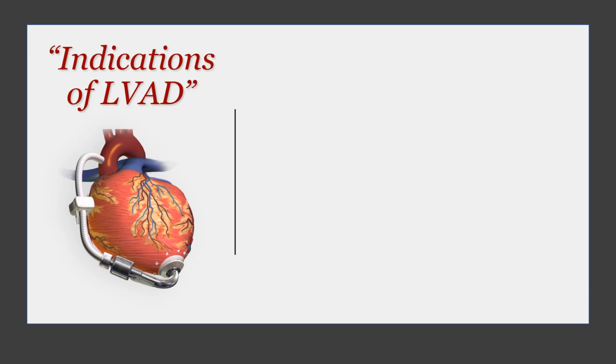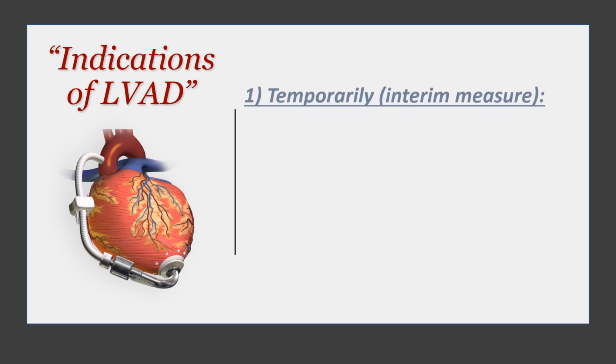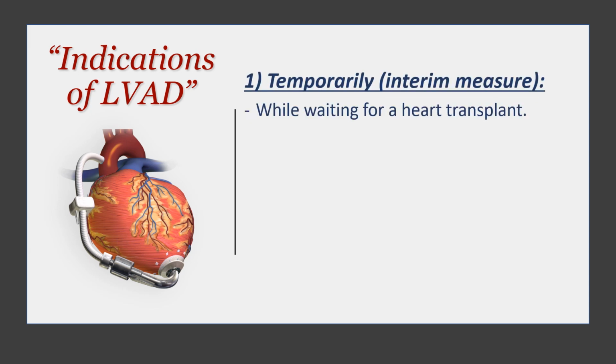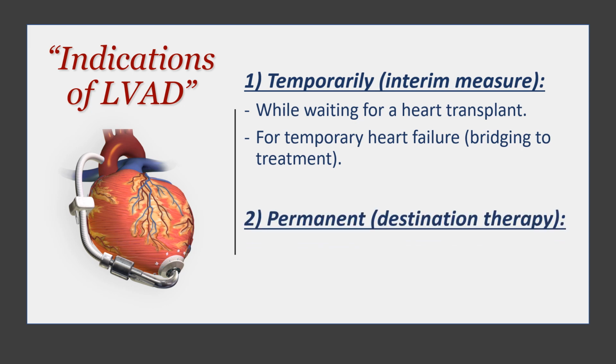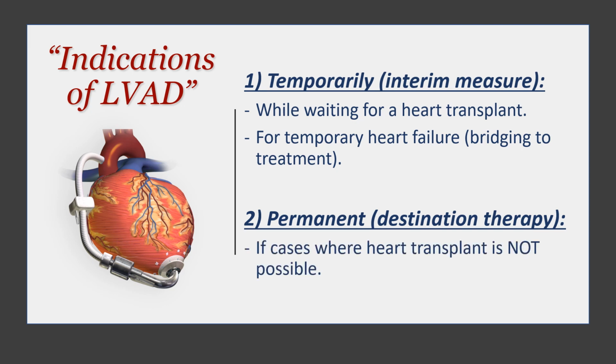There are several indications to insert an LVAD in a patient. You can put in a temporary one as an interim measure. That happens sometimes for patients who are awaiting heart transplant, but there is no available candidate yet, so they have the LVAD as a temporary measure. It also happens for those who have severe heart failure secondary to a temporary cause, so they use the LVAD sometimes as a bridge to treatment device. That's the temporary use, but it can also be used as a permanent device, or permanent destination therapy, for cases where heart transplant is not an option.